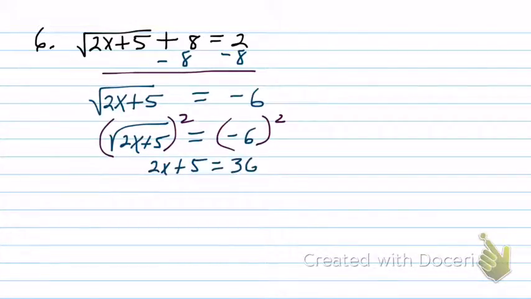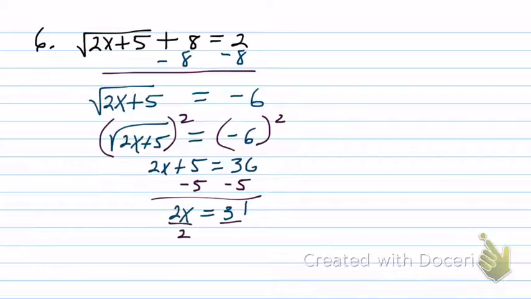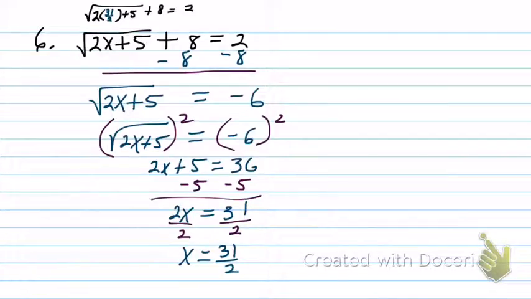So square both sides. We get 2x plus 5 equals 36. Subtract 5 on each side. Divide by 2. We get 31 over 2. Let's go ahead and plug that in. So let's see, 2 times 31 over 2, that's 31, plus 5, it's going to be the square root of 36 plus 8. That's 6 plus 8 equals 2. And we know that's not true, that's false. And so you can see that it doesn't work. And so in this case, our answer is no solution.